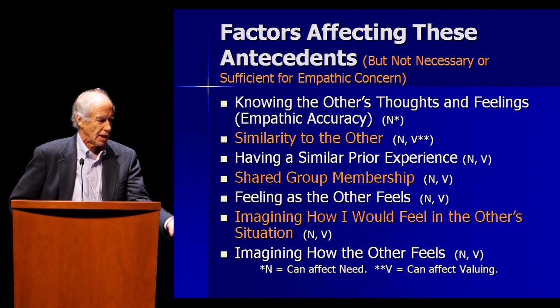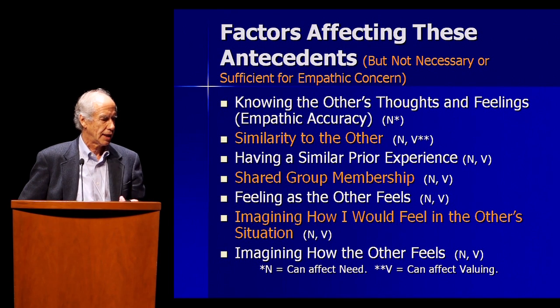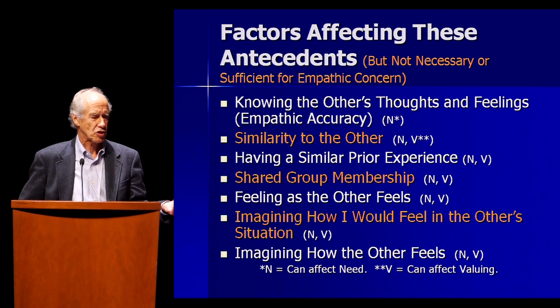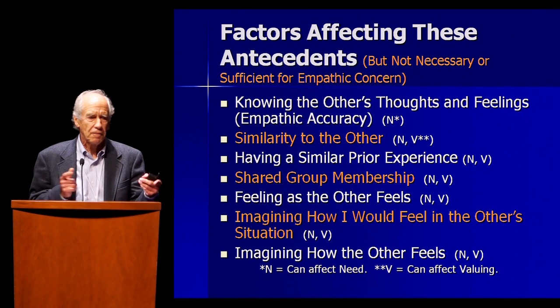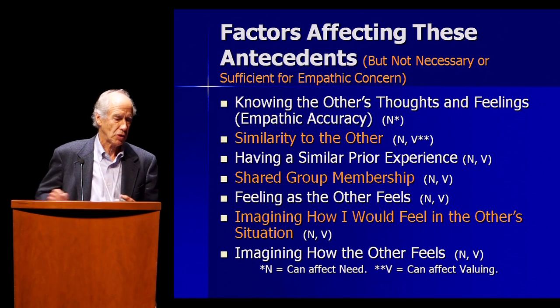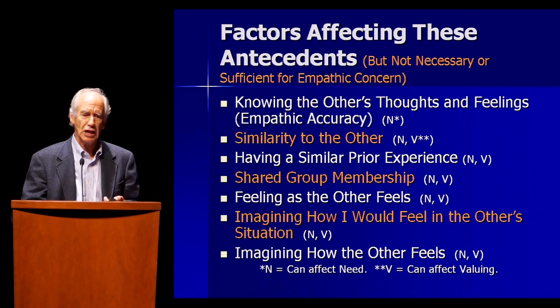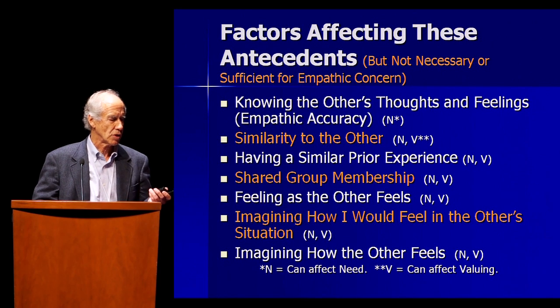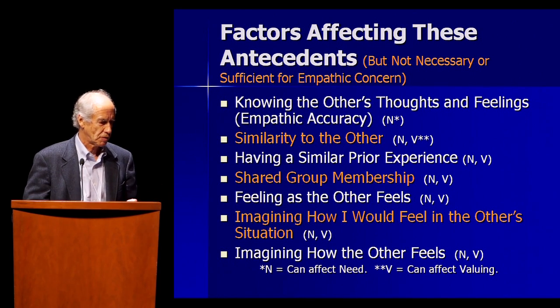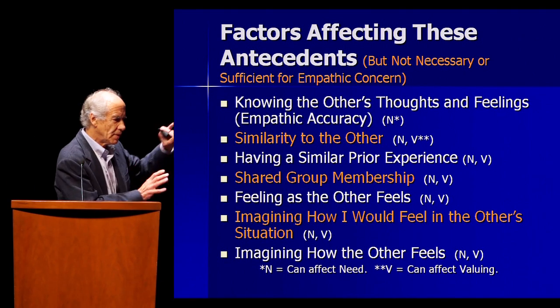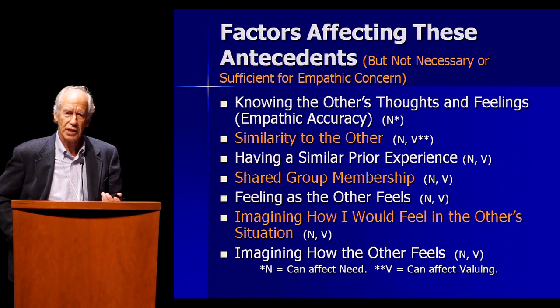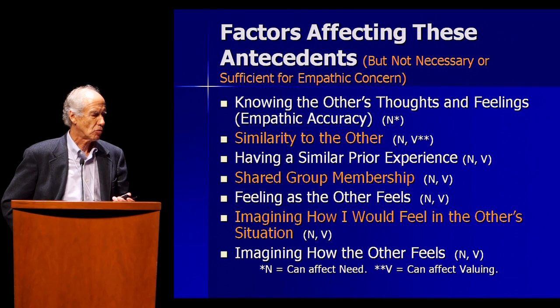That is, you can look at the list, and so things like similarity, prior experience, shared group membership, all of those things, they can affect each of these components, I think. The N's are for the need component, the V's for value components, but I don't think they're either necessary or sufficient to produce empathic concern. So that's a thumbnail sketch of the what of the hypothesis, the so what.